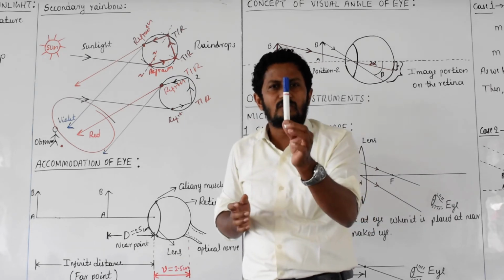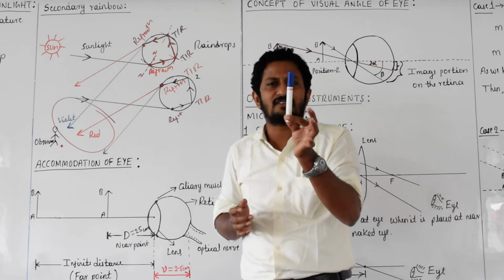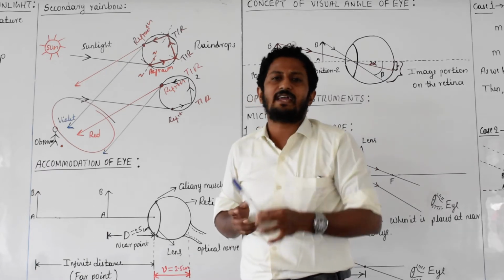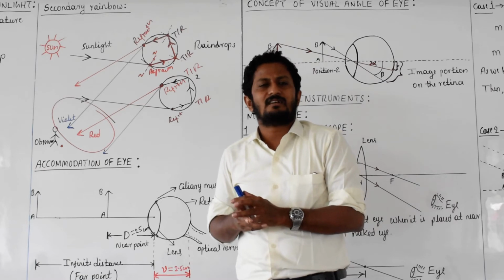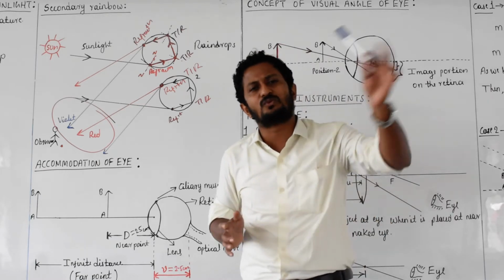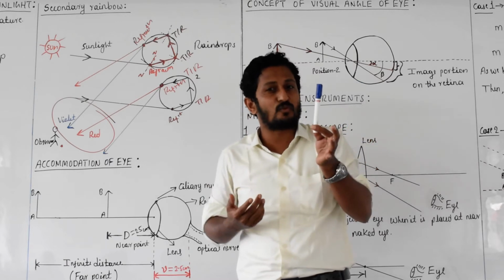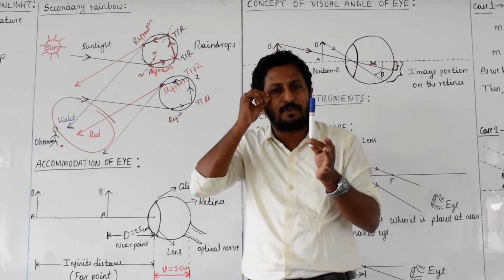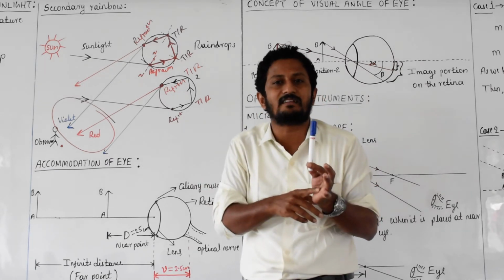Why did you see a blurred image of this object when it was brought very near to your eye? The question arises. What does it mean? When it was too far, you were able to see. As it comes closer, you are able to see. When it comes very close to you, at that time you will feel a bit of strain in your eye. At that time you can't see it clearly.